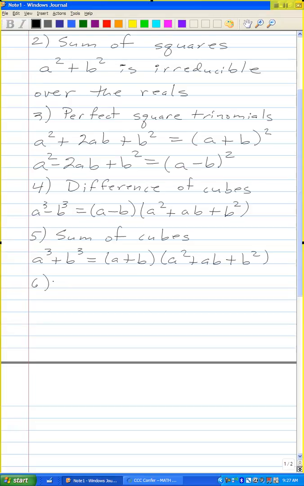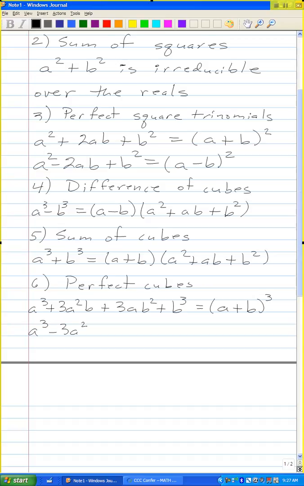And lastly, the perfect cubes. A cubed plus 3a squared b plus 3ab squared plus b cubed can be factored as a plus b cubed. And a cubed minus 3a squared b plus 3ab squared minus b cubed can be factored as a minus b cubed.